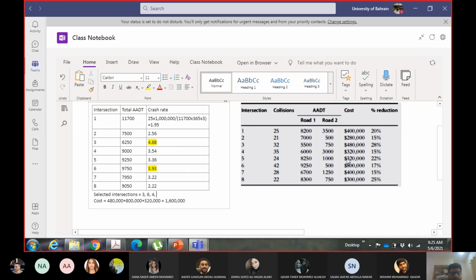We still have some budget left, so I can select the next one. So I selected this one. I can select the next one, which is number 5, and then I need 320,000 more. If you add 320,000 to this one, how much will you get?